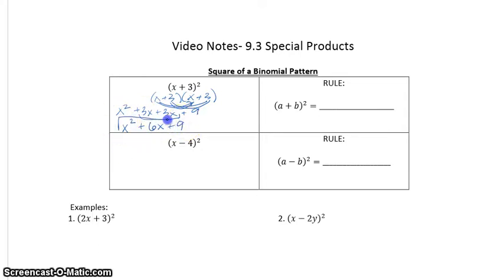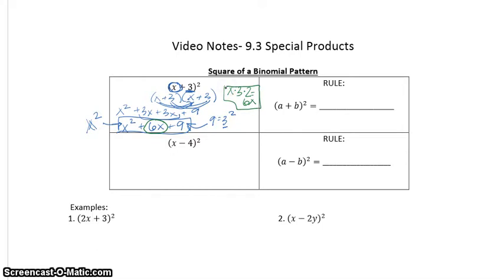Now if you look at this final product, you see the first term here, x squared. Our first term in our original polynomial that we're squaring is x, so this is x squared. If you look at our last term, 9 is equal to 3 squared, and 3 is our second term in our polynomial. And if we look at our middle term, it is 6x. If we take our first term x and our second term 3, and we multiply this by 2, we get our middle term 6x.